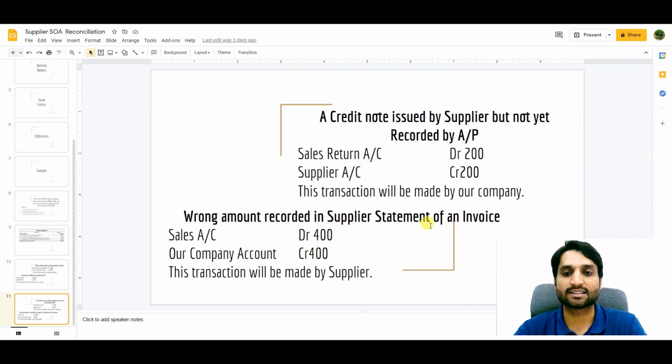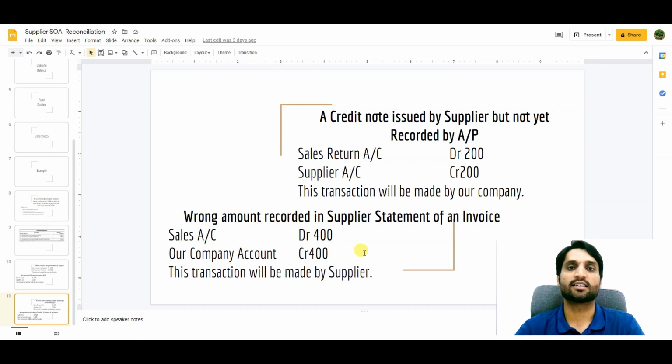Wrong amount recorded in the supplier statement of an invoice, an invoice which was overstated by 400. The value of the invoice was 2,000 and the supplier recorded it as 2,400. So he has to decrease that balance from their statement. They will make an entry with the sales account debit, because previously they made the overstated amount: our company account debit with 2,400 and the sales account credit with 2,400. Now they need to decrease the value of both accounts. So the sales account will be reversed as a debit with the overstated value of 400 only, and our company account will also decrease by 400 as a credit.